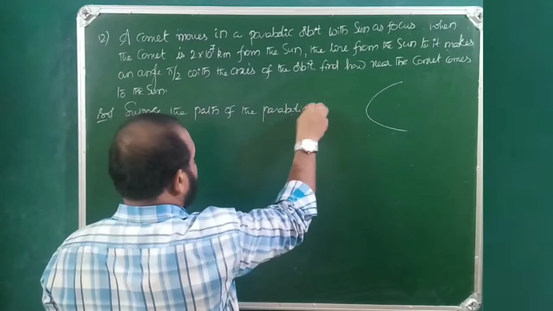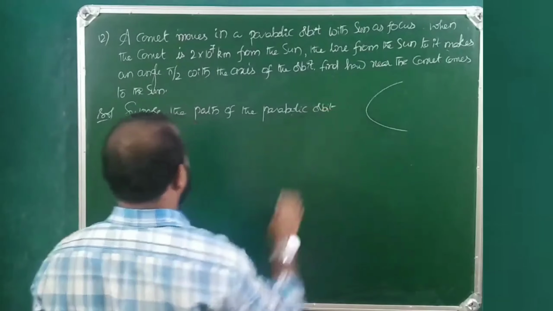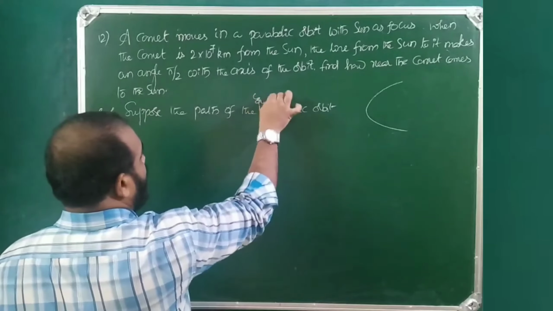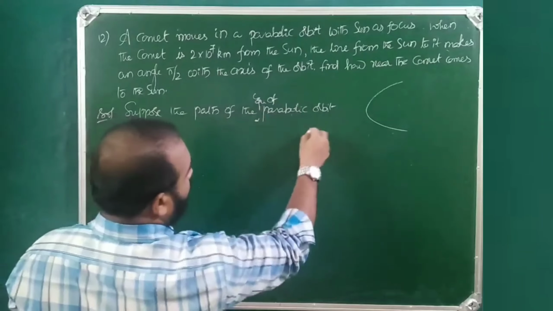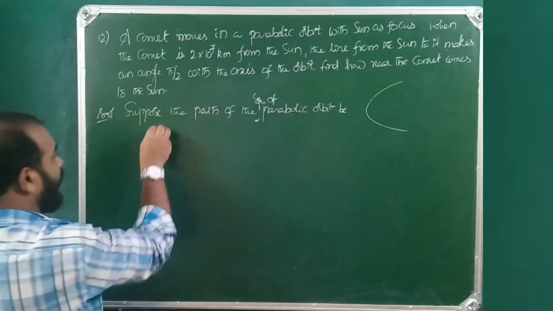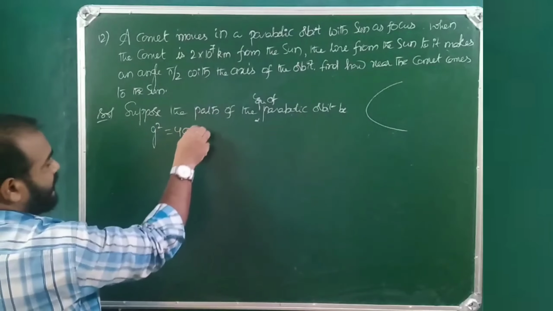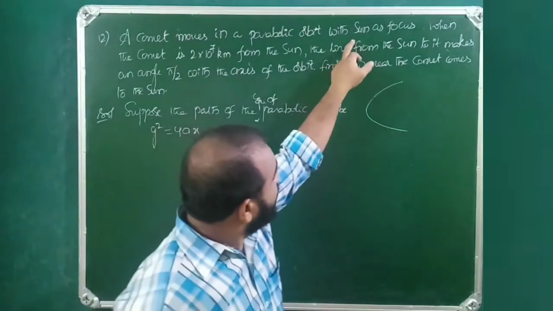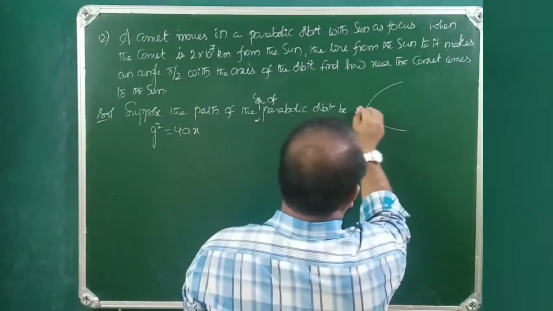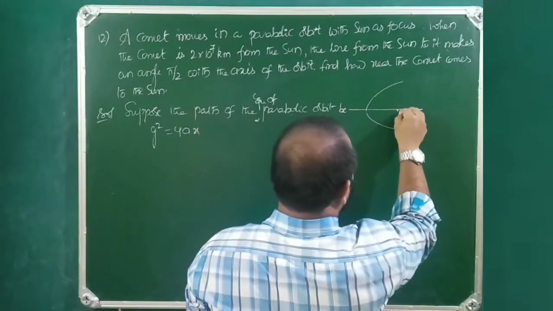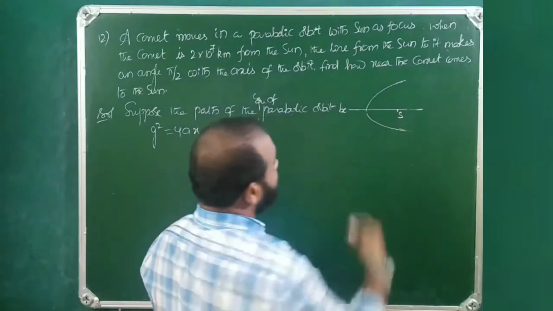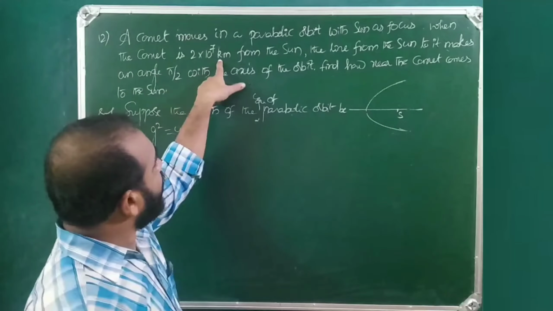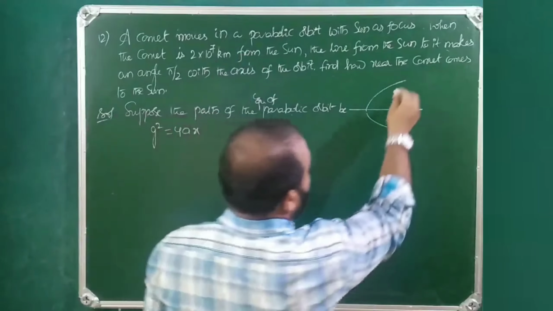Parabolic orbit. The path of the parabolic orbit has the equation y square equals 4ax. This is the path of the parabolic orbit with the sun as a focus. This is the sun. Focus is when the comet is 2 into 10 power 7 kilometers from the sun.